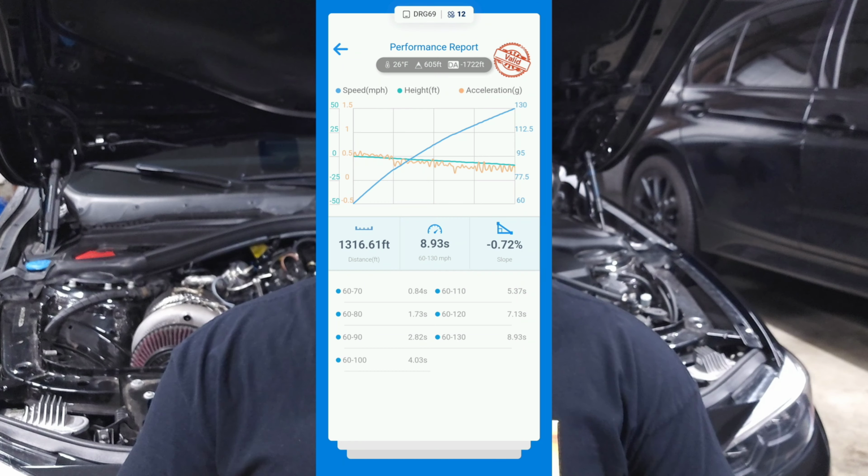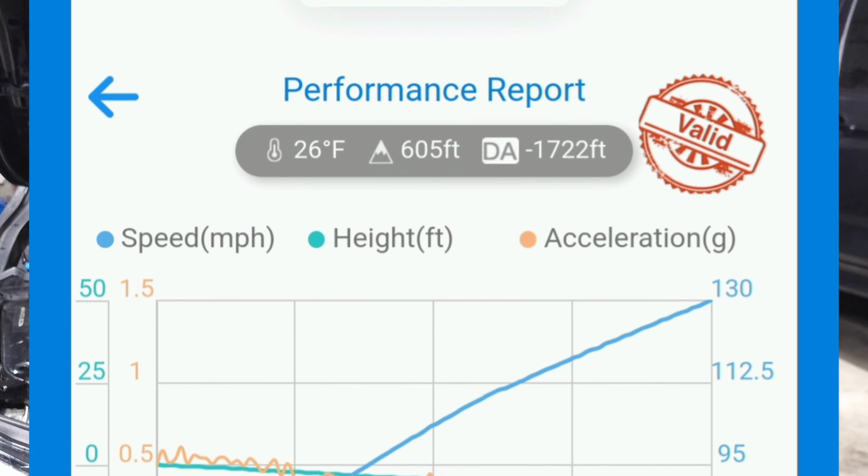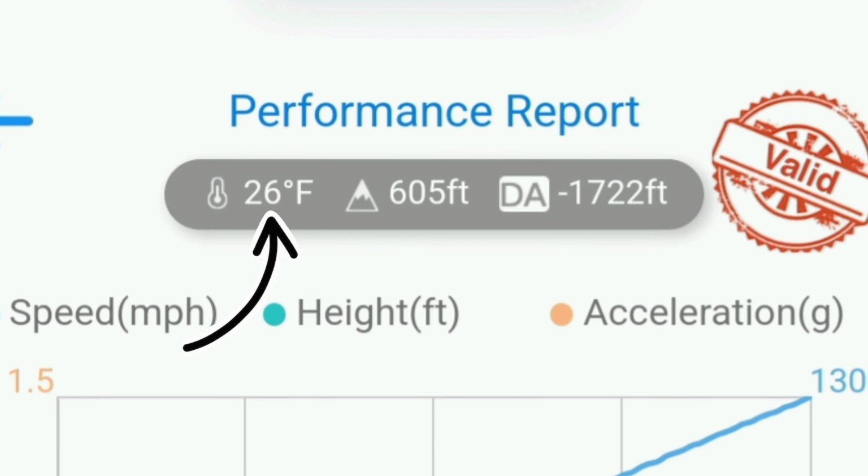But now let's go ahead and talk about our Dragy time. So there are a lot of different things that you can do to get the best times possible. And first of all, we'll start with the things and the information that Dragy gives you directly in the app. So if you look at the top of a Dragy slip after you've gotten your time, you can see 3 different metrics. You can see the temperature, your elevation, and your DA.